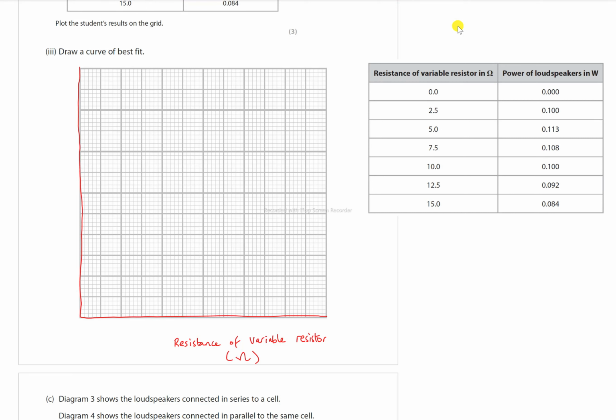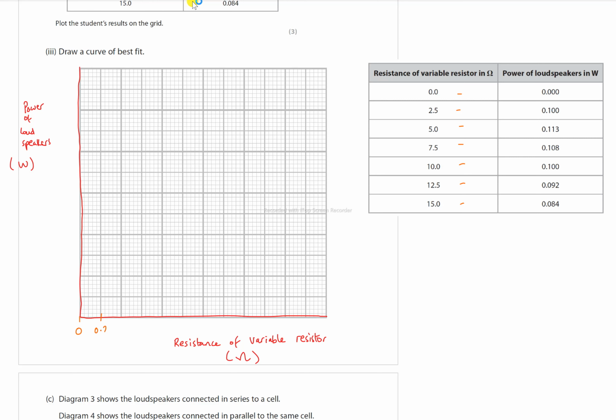There you go. And I'm going to put power of loudspeakers, and I'm going to put the units in brackets. Now, that's the easy bit. The hard bit is trying to scale it up. So what I'll do is I'll change color. So I've got 1, 2, 3, 4, 5, 6, 7. I've got 15, right? Are they going up in nice numbers? Yeah, nice numbers. So I could put that there as 0.